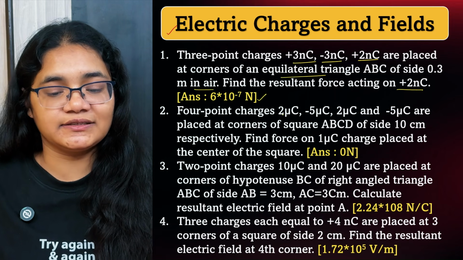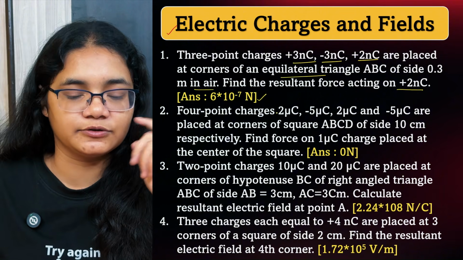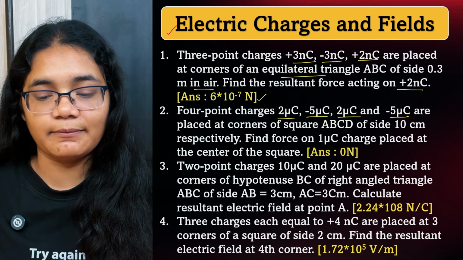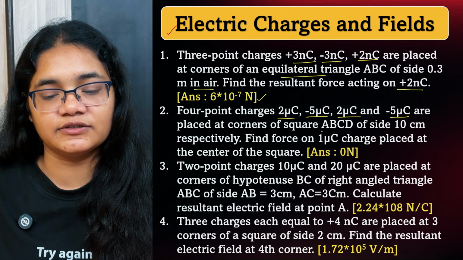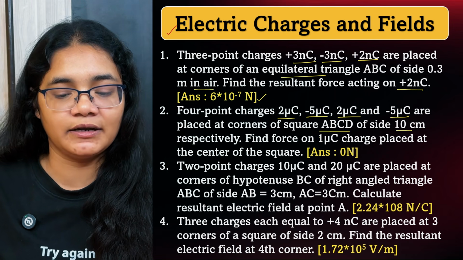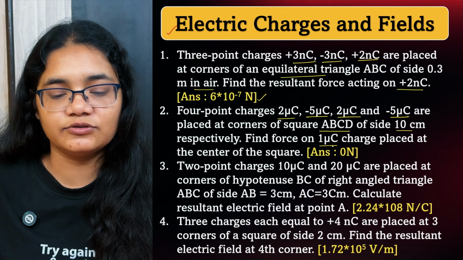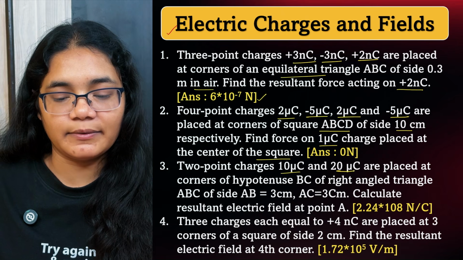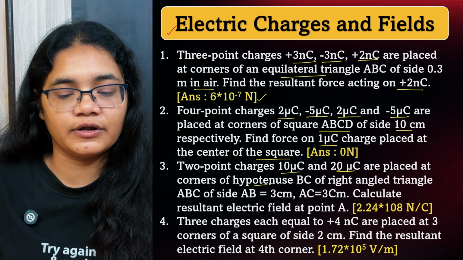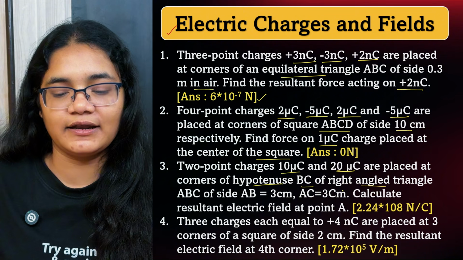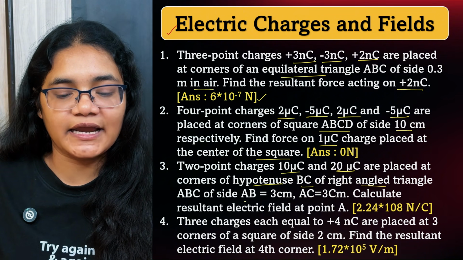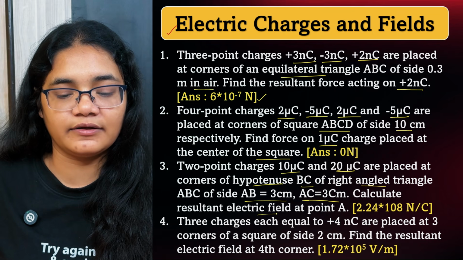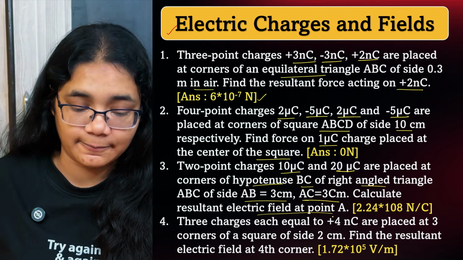Now next question is on the square shape, like that. 4 point charges like 2 microcoulomb, minus 5, plus 2 and minus 5 are placed at the corners of the square ABCD of side 10 centimeter. Find the force on 1 coulomb charge placed at the center of the square. Next, 2 point charges 10 microcoulomb and 20 microcoulomb are placed at the corners of the hypotenuse BC of a right angle triangle ABC of side AB equal to 3 centimeter and AC equal to 3 centimeter. Calculate the resultant electric field at point A.